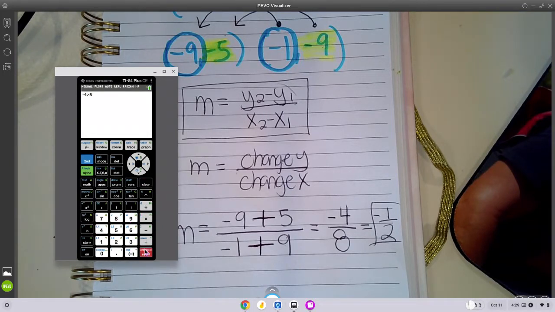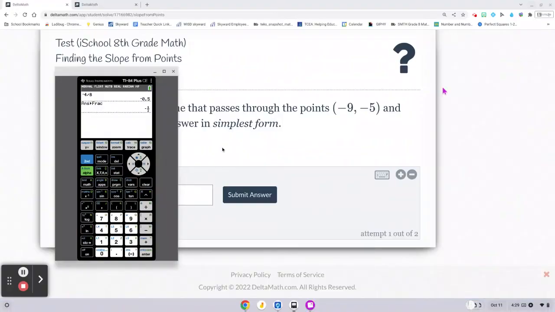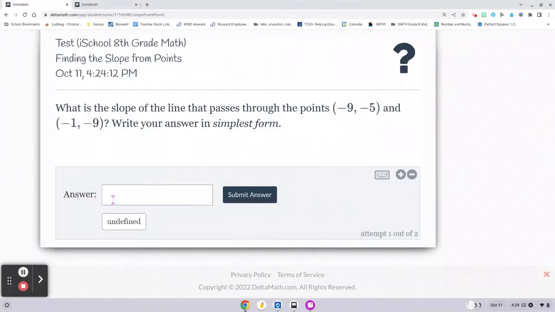-4 divided by 8 is -0.5. If you go to math, enter, it's -1/2. So it's going to always want the reduced fraction. So -1/2 is what I need to put in here. So I'm going to do -1.